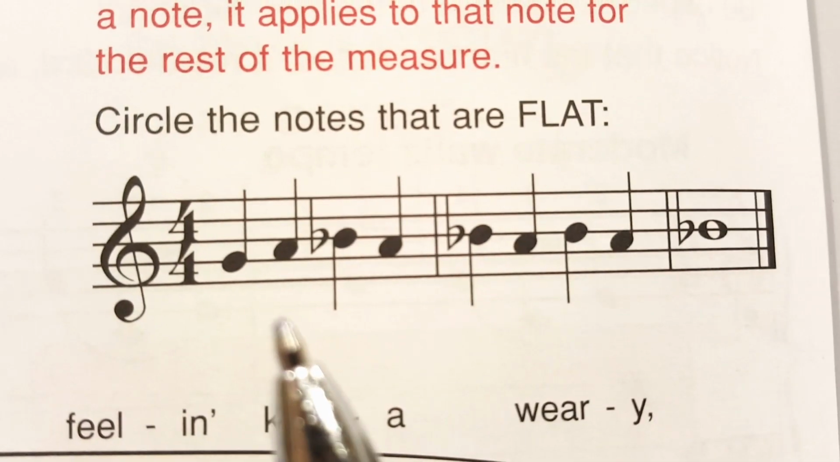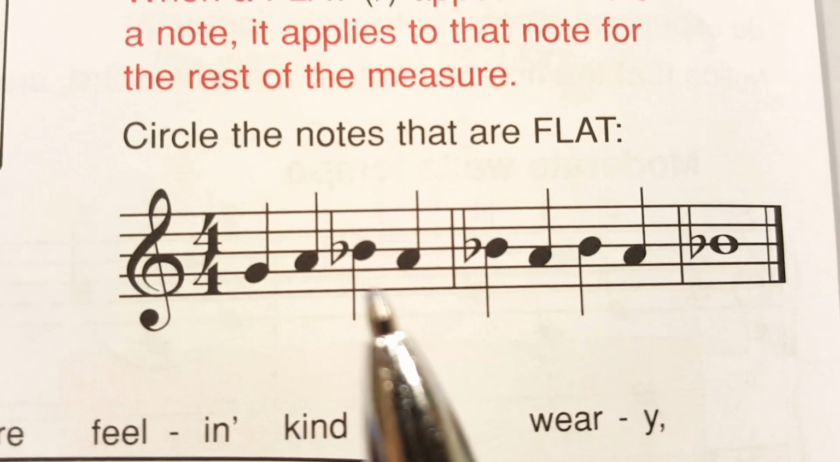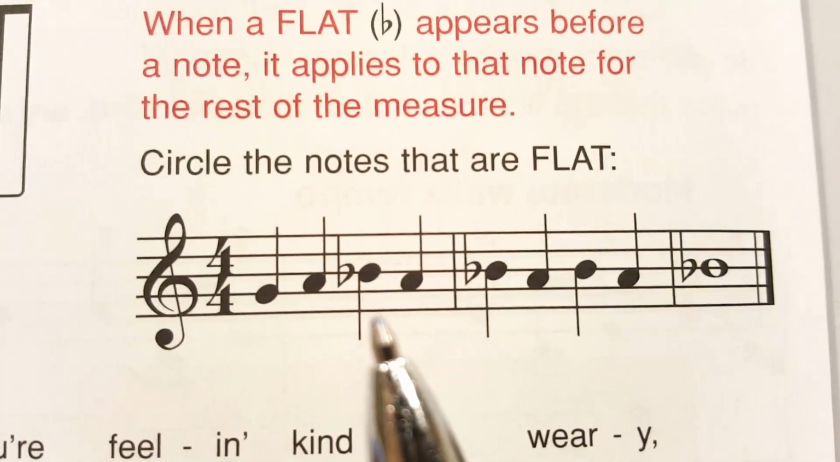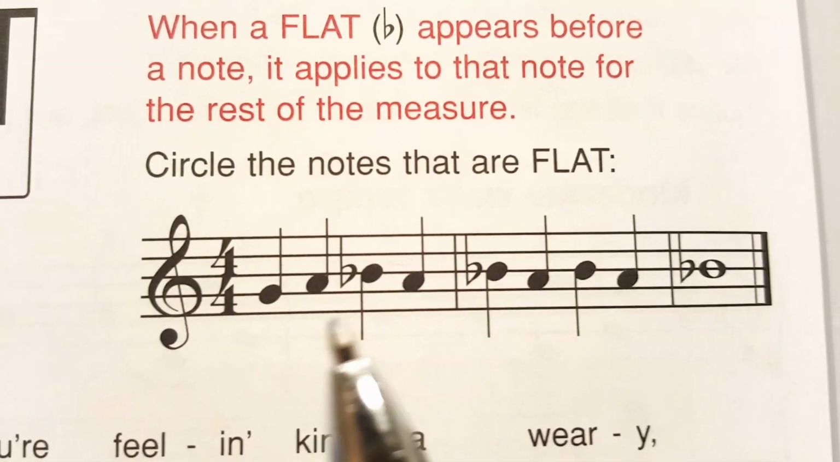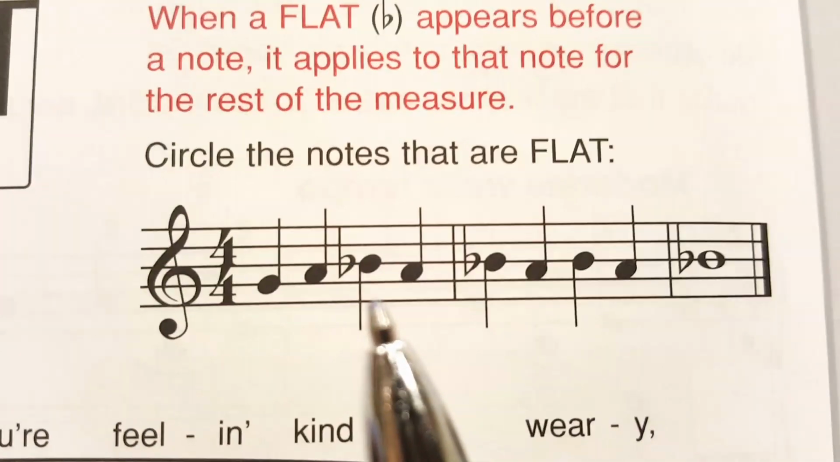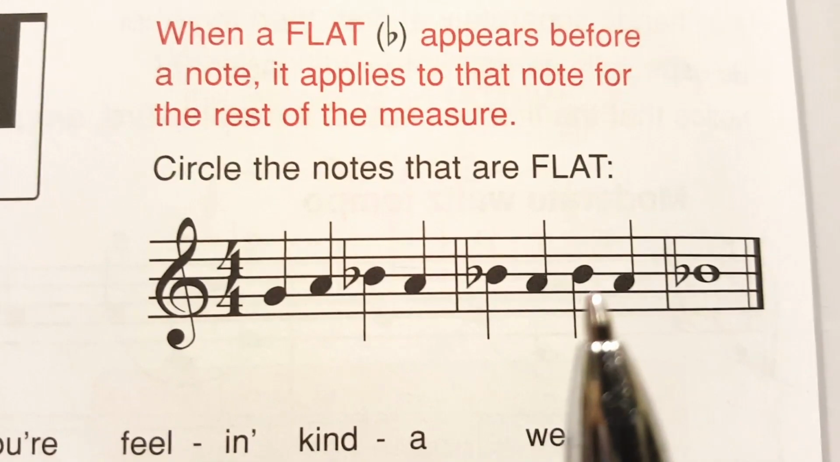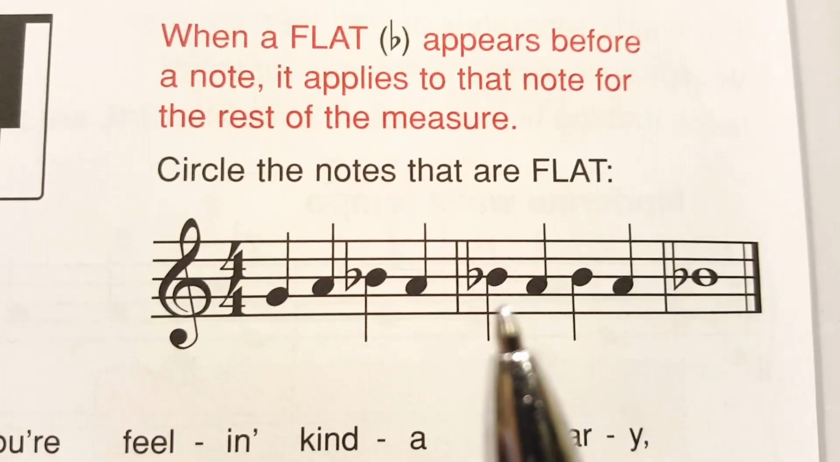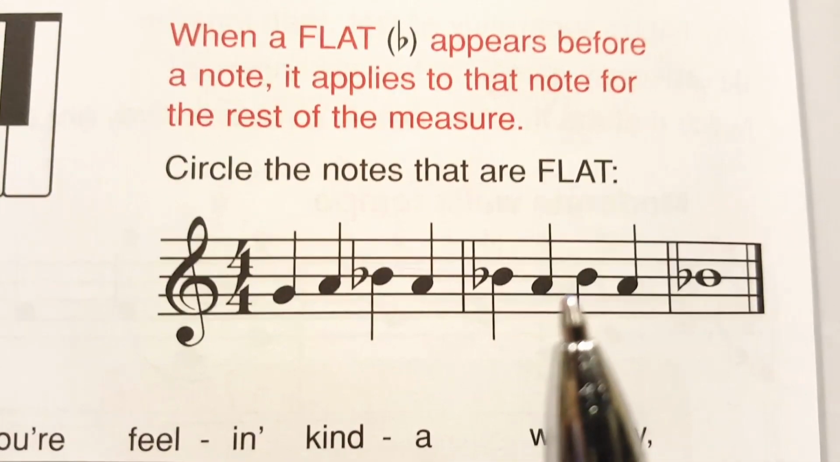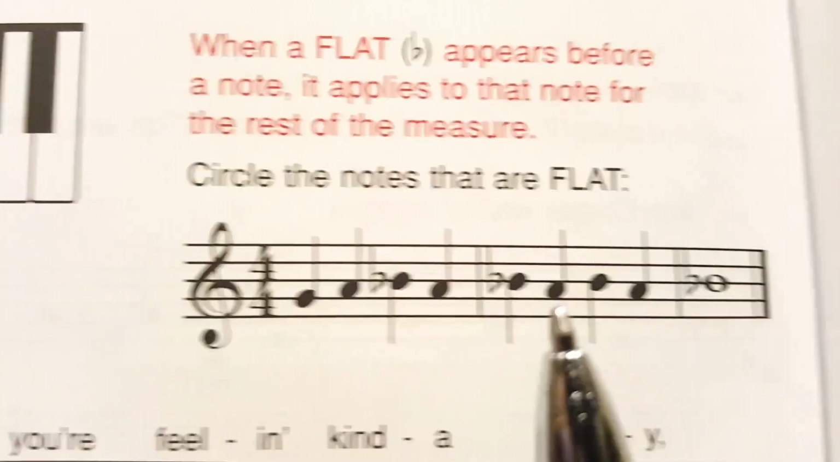Here's how you would see flats in the beginning of Alfred's Basic Adult Piano Course. And notice that the flat comes before the note, and how it's used. That is B flat, and that note is also B flat because of the rule that the accidental carries through to the end of the measure.